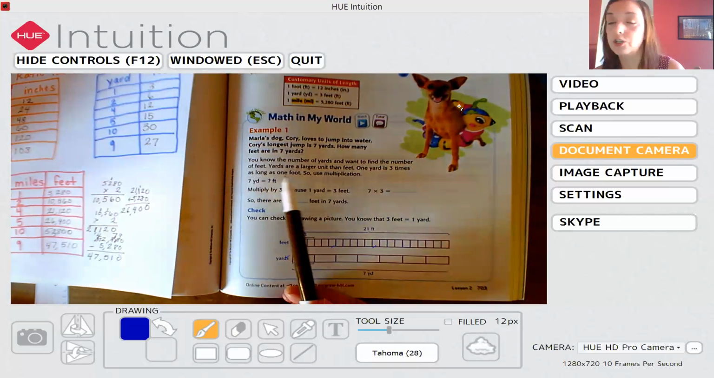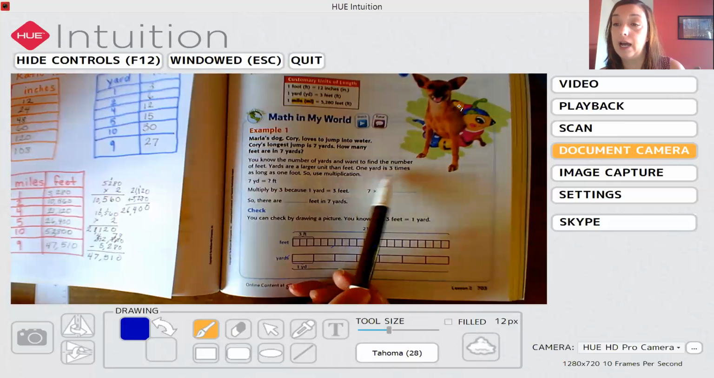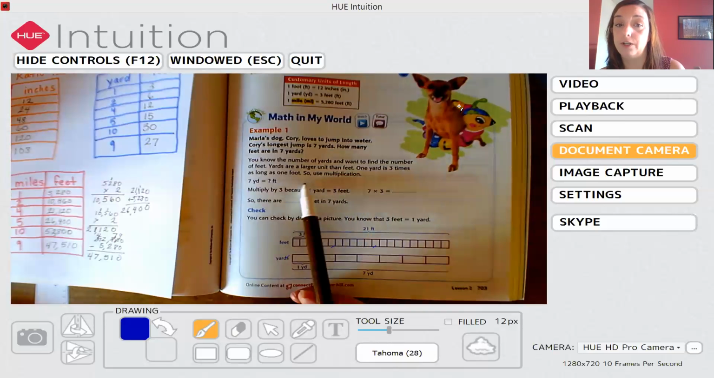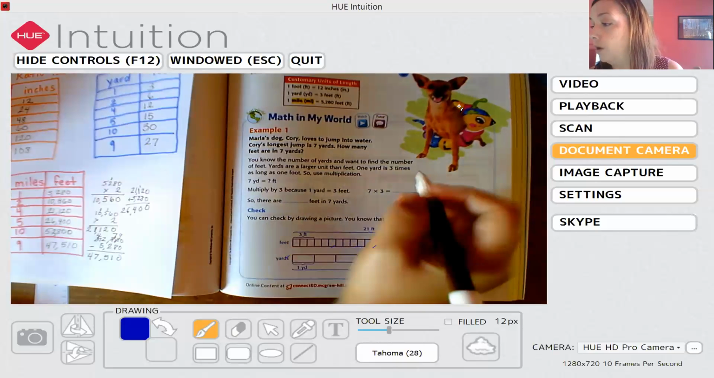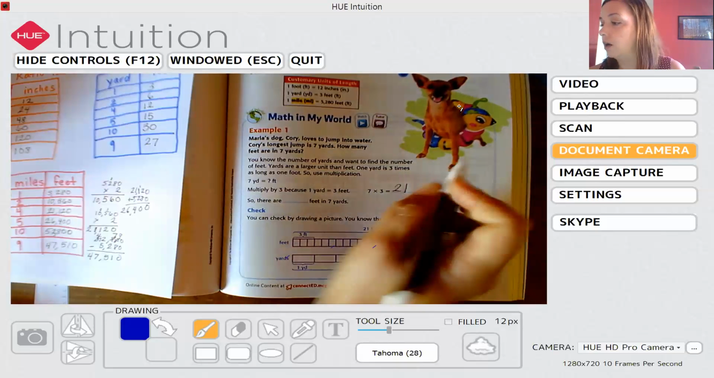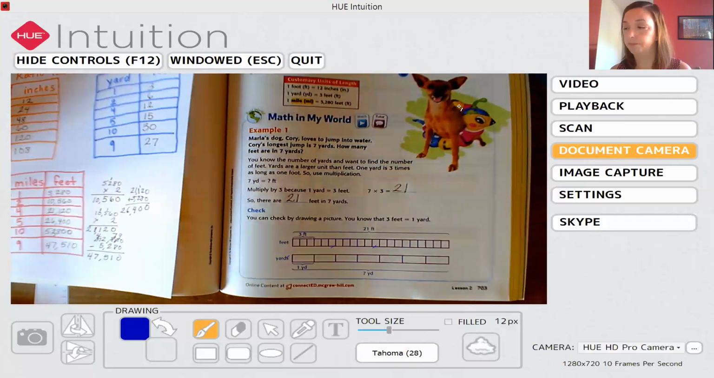So yards are a larger unit than feet. 1 yard is 3 times as long as 1 foot. So you can use multiplication. So if we want to know 7 yards equals how many feet, we could say, well, since 1 yard is 3 feet, 7 times 3 equals 21. So there are 21 feet in 7 yards.